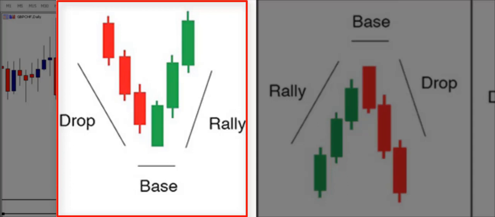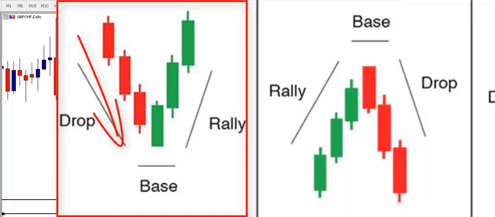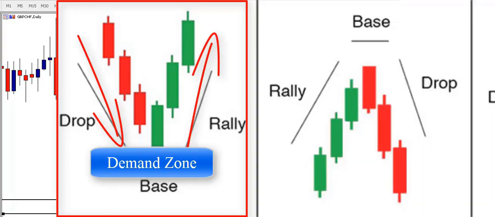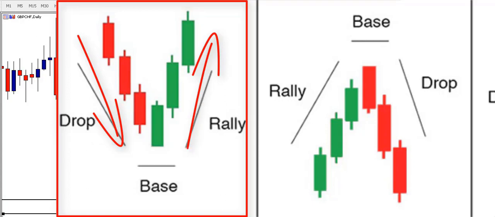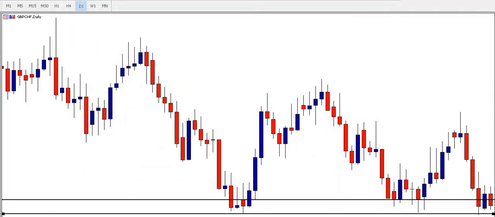Whereas both RallyBaseRally and DropBaseDrop zones only form during trending movements, the DropBaseRally zone will only be found when the market changes from moving down to moving up. If the market was to return to the DropBaseRally demand zone, it should push the market in the direction of the rally which created the zone. Let me give you an example.